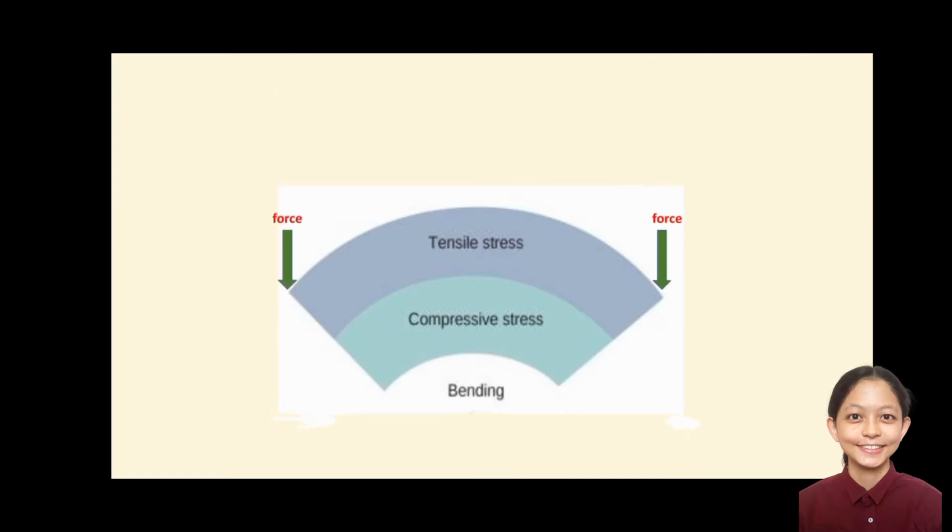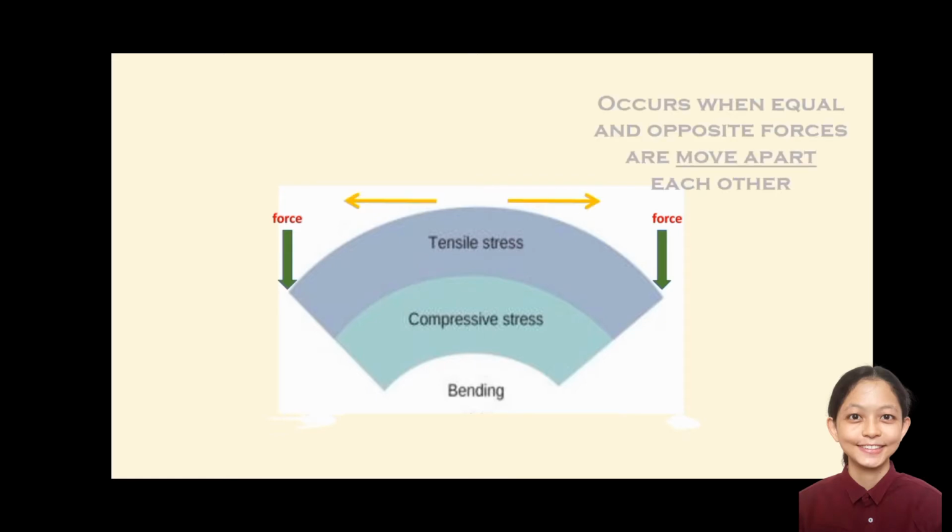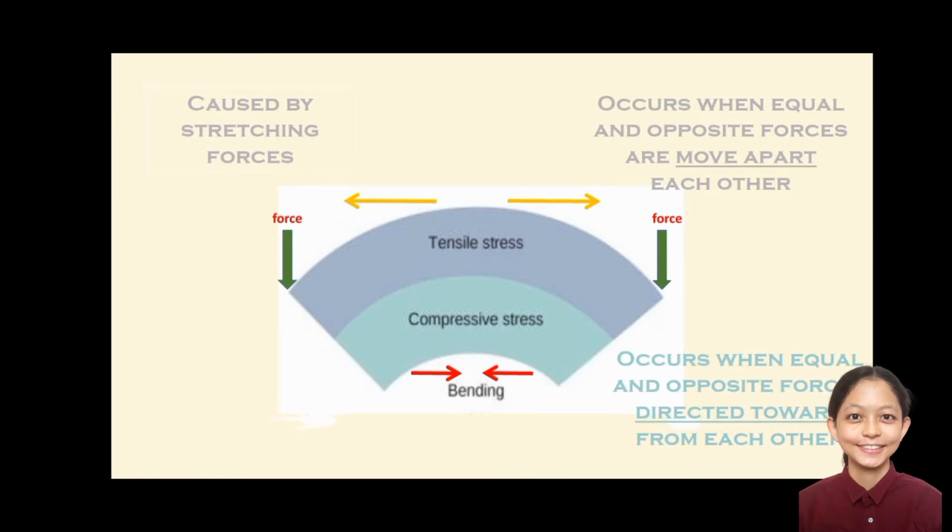Just imagine two equal magnitudes of force acting on both sides of a metal rod. The outer part of the metal rod experiences tensile stress, which occurs when two equal magnitudes of force move apart from each other, caused by a stretching force. The inner part of the metal rod experiences compressive stress, which occurs when two equal magnitudes of force are directed toward each other, caused by a compressive force.